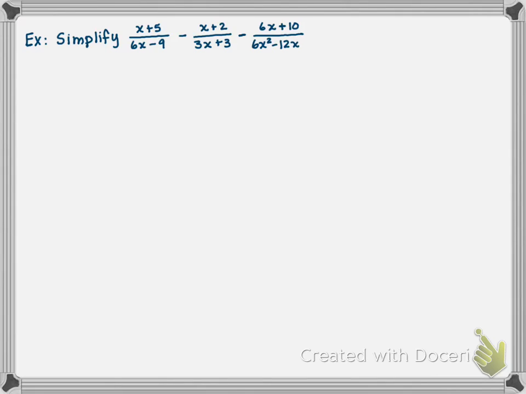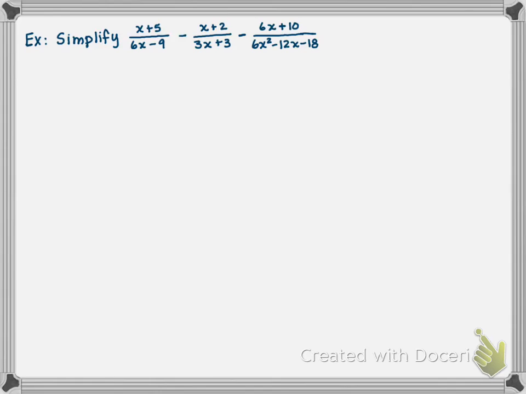Okay, so here we go. Let's do, how about we'll do this one. x plus 5 over 6x minus 9, minus x plus 2 over 3x plus 3, minus 6x plus 10 over 6x squared minus 12x minus 18.